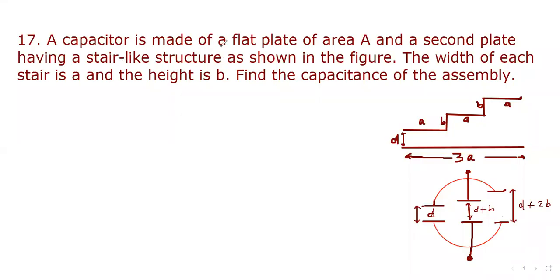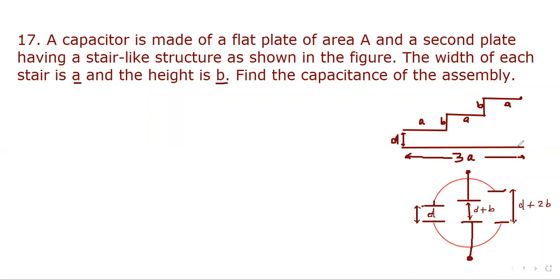A capacitor is made of a flat plate of area A and a second plate having a stair-like structure as shown in the figure. The width of each stair is A and the height is B. Find the capacitance of the assembly.